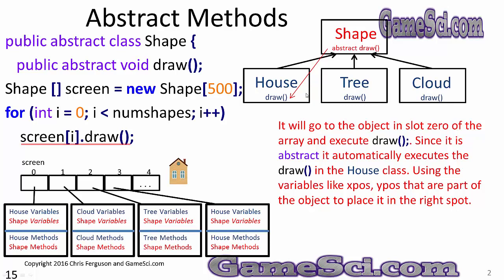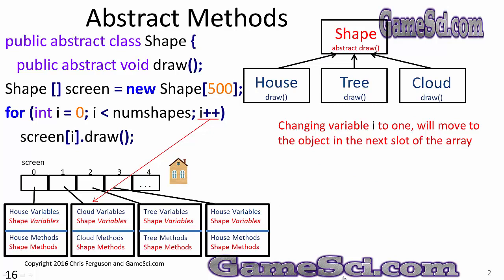Using variables like x and y position, which would come from the Shape variables, and the fact that we're a house object, we can draw a house on the screen, and it will go in the correct spot. Spinning back up in the loop, i++, changing the variable i to 1, will move to the object in the next slot of the array.